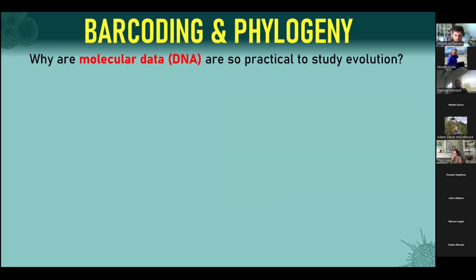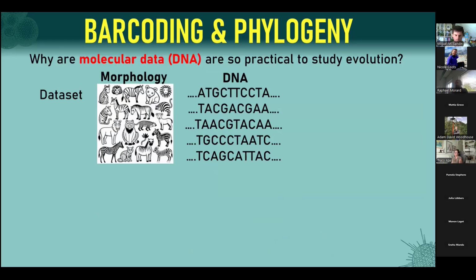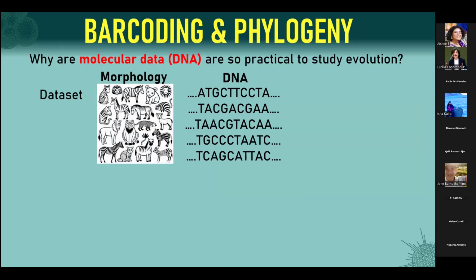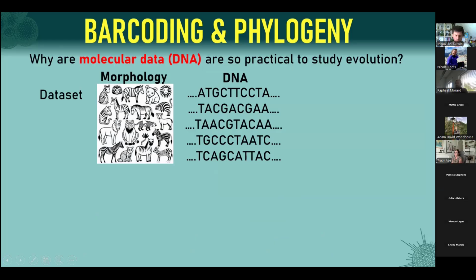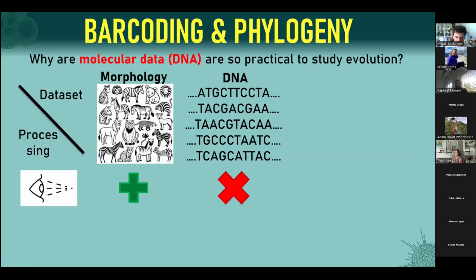So the question is why molecular data are so practical to study evolution. The reason is extremely simple, but it's counterintuitive. You have here two potential data sets we can work with: something based on morphology, and something based on DNA. We, as humans, love to work with morphology because it is something that we can process much more easily than DNA sequences. And that is true for everyone.